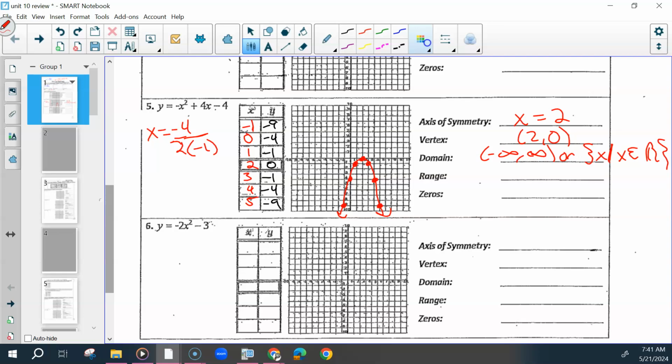The range will be different depending on which way it's facing. And the y value from the vertex will help you with the range. The lowest, this keeps going down to negative infinity. The highest is going to be that same y value, 0. In interval notation, that would be a square bracket because that's a closed point, or everything less than or equal to 0.